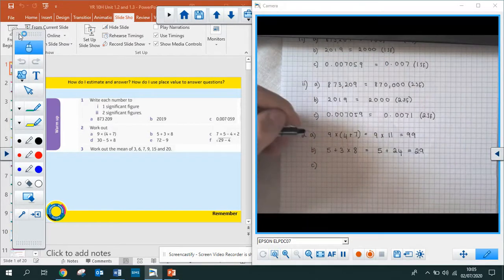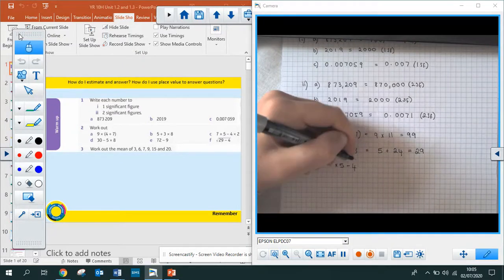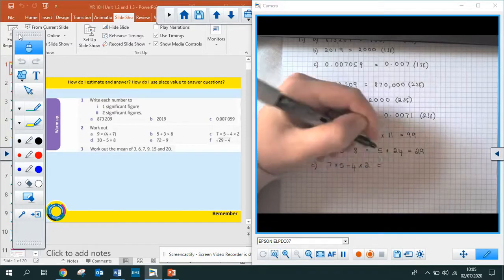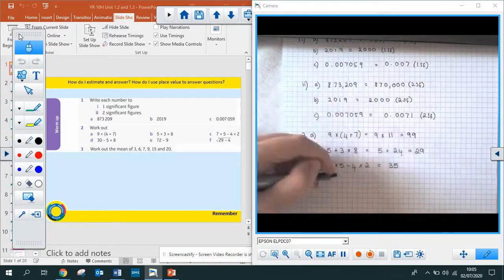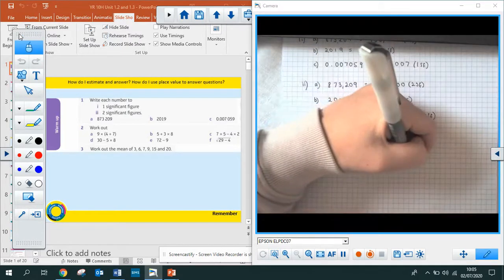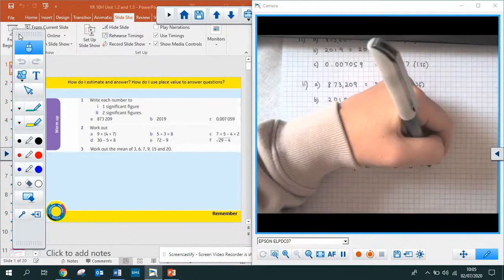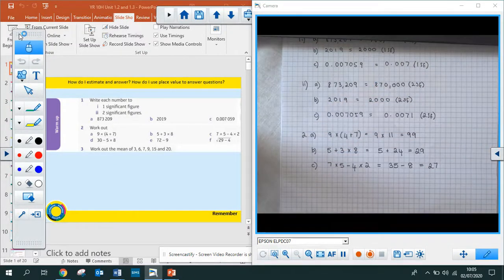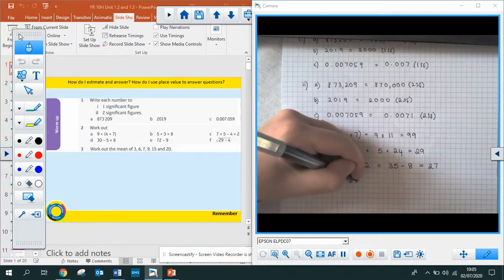Part C, we've got 7 multiplied by 5, subtract 4, multiplied by 2. Okay. Multiplication has higher priority than subtraction, so we need to do our 2 multiplications first. 7 times 5 is 35. 4 times 2 is 8, so I'm actually doing 35 subtract 8. Okay, and that will be 27. Part D, I've got 30, subtract 5 times 8.